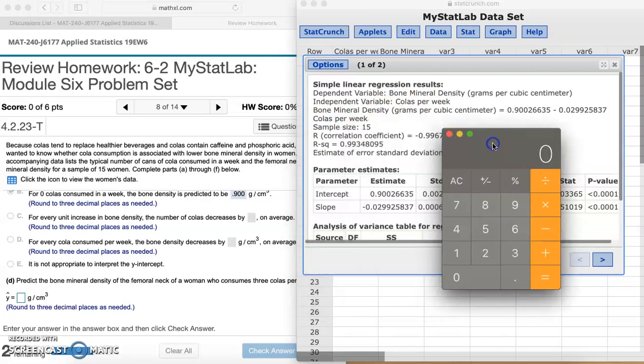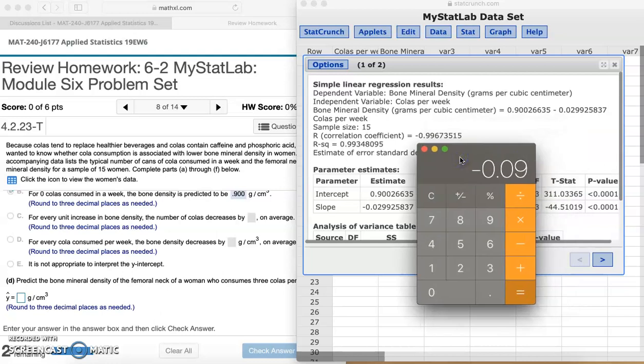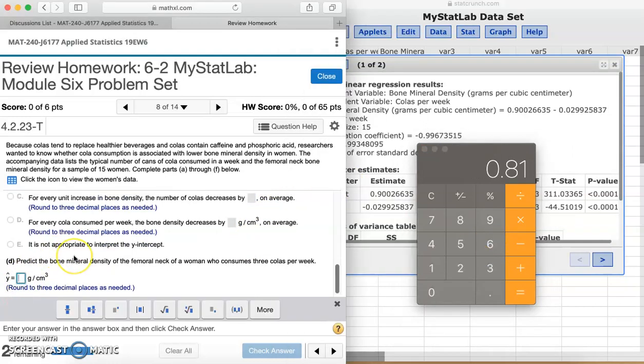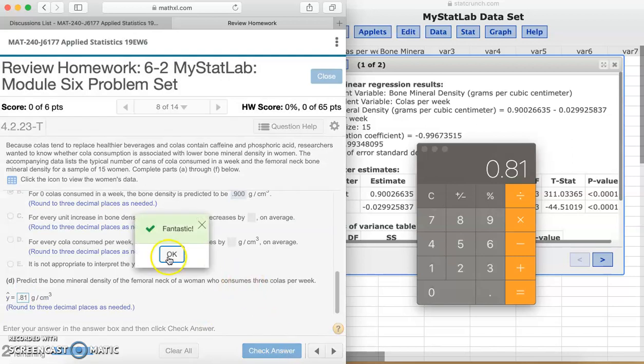So let's do 3 times 0.03, and make it a negative. And that gives us negative 0.09. And then we're going to add that 0.900. And that gives us 0.81. So that means that for someone who consumes 3 colas per week, we would expect their bone mineral density to be 0.81. Let's check our answer.